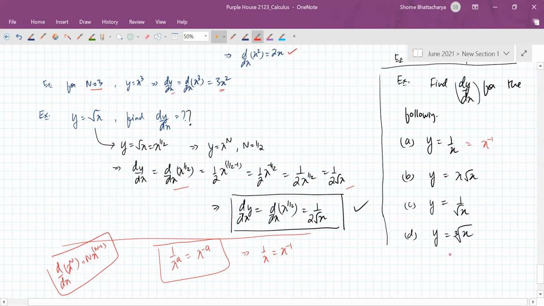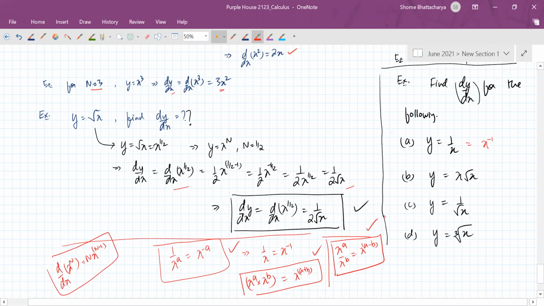Now, some more rules of indices we will use: x to the power a into x to the power b can be reduced to what? x to the power a plus b. That is the second rule of indices that we use. Similar to this is the third one, x to the power a divided by x to the power b. None of the functions have this one here, but in general it is a minus b. So these are some of the common rules of indices that we'll be using in these types of differentiation problems.